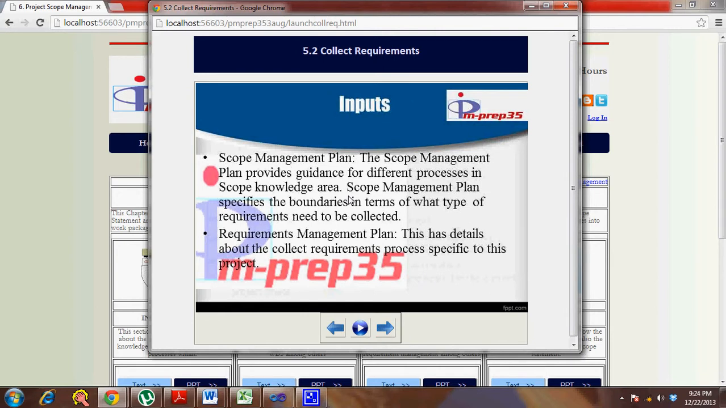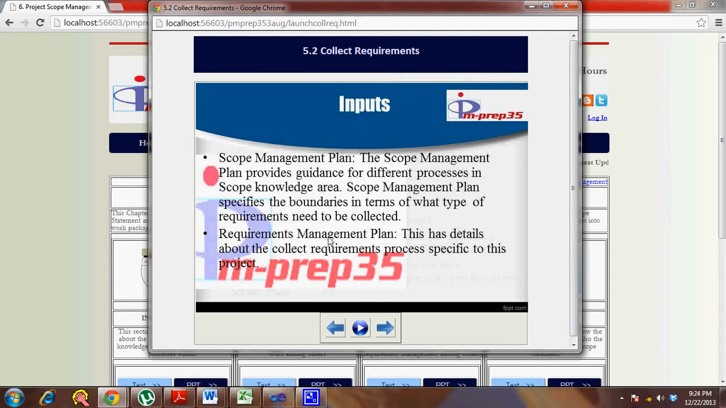So the scope management plan provides guidance for different processes in the scope knowledge area. It specifies the boundaries in terms of what type of requirements need to be collected. So that's why the scope management plan is an important input. Although it's really important when it comes to the define scope process, you have to keep in mind this is why we are doing this particular project, so it becomes easier to capture requirements. So that's where the scope management plan acts as a guiding force.